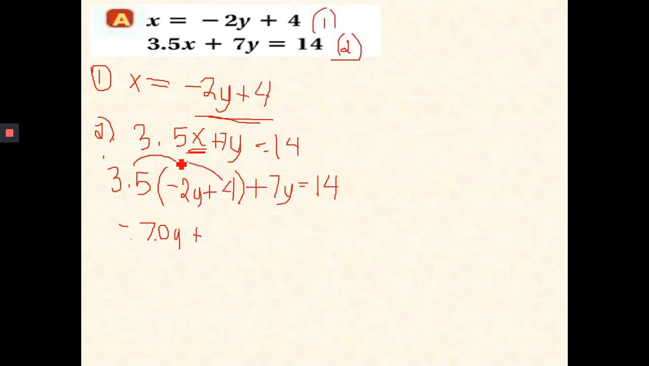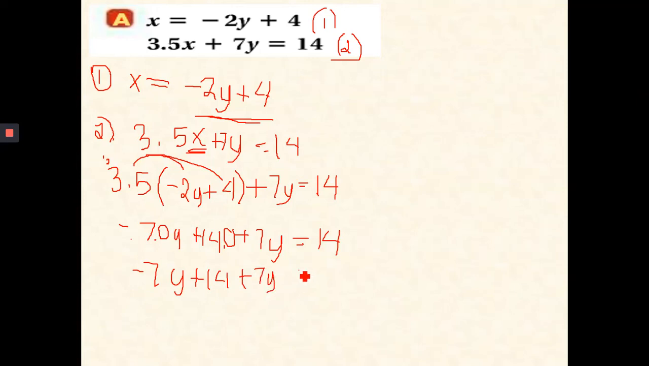We have 4 times 3.5. 4 times 5, that is 20. Carry 2. So 4 times 3, that is 12. Plus 2, that is 14. 1 decimal place. Plus 7y equals 14. Let us rewrite the numbers without zeros. So you now have negative 7y plus 14 plus 7y equals 14.